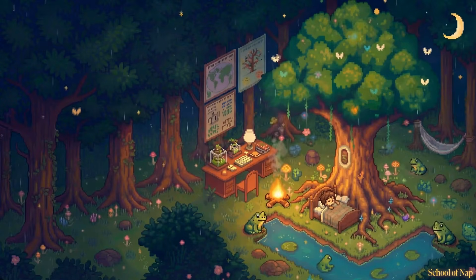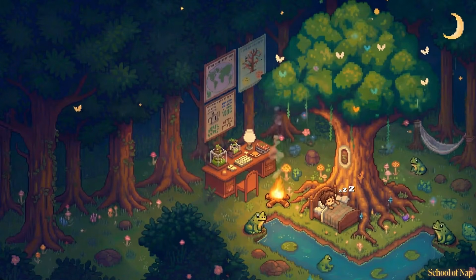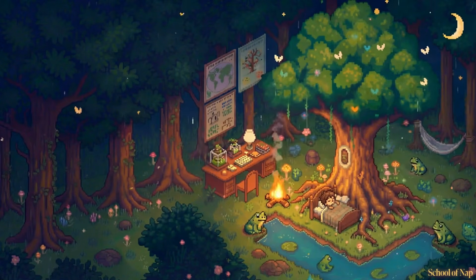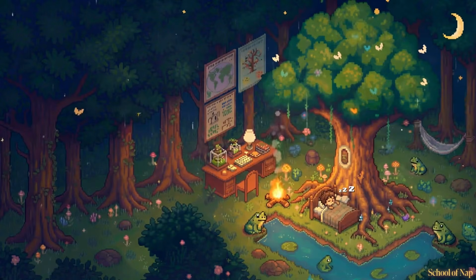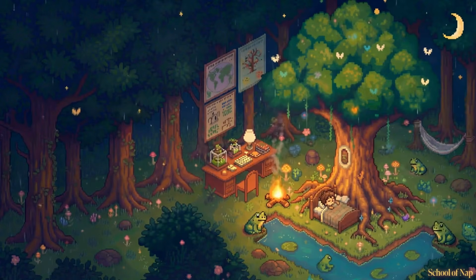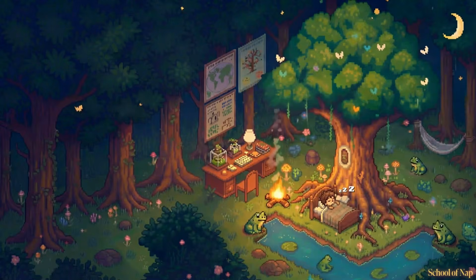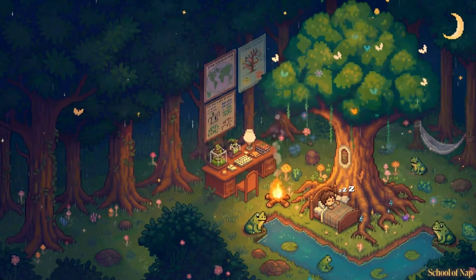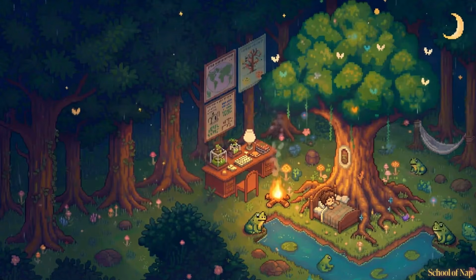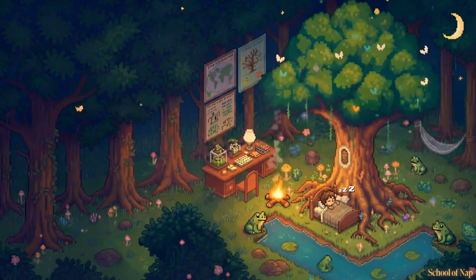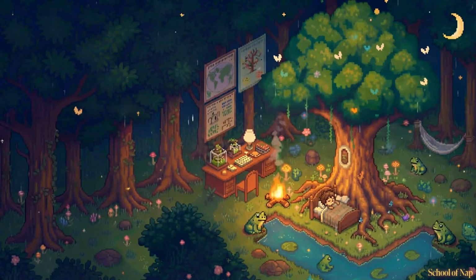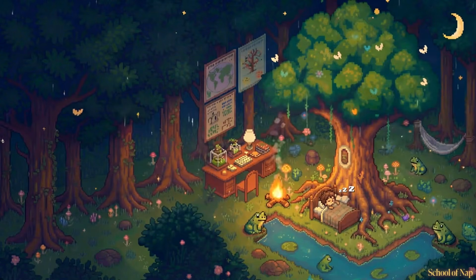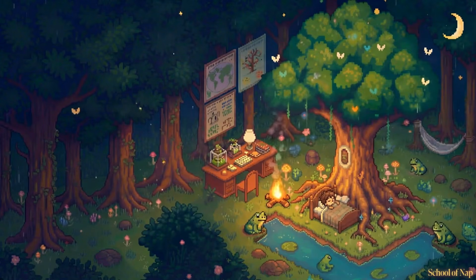Mycorrhizae represent another crucial mutualism. Most plants form associations with fungi that colonize their roots. The fungi extend far into soil, gathering nutrients and water beyond the root's reach. Plants provide fungi with sugars from photosynthesis. Both benefit. Most plants grow poorly without their fungal partners.